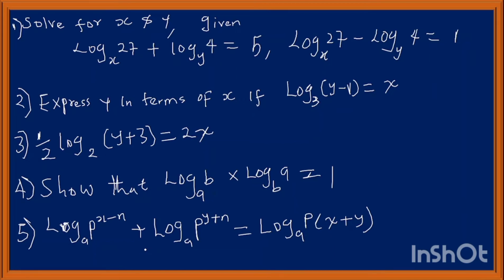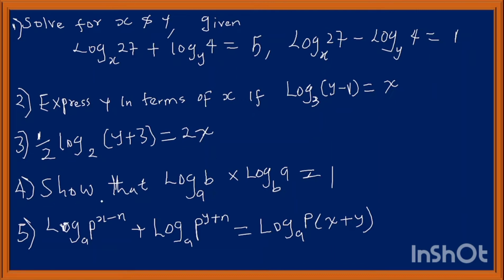So the first one is: solve for x and y given that the logarithm of 27 base x plus the logarithm of 4 base y is equal to 5, and the logarithm of 27 base x minus the logarithm of 4 base y is equal to 1. The second one is: express y in terms of x if the logarithm of y minus 1 base 3 is equal to x. The same thing here: express y in terms of x if the logarithm of y plus 3 base 2 is equal to 2x.